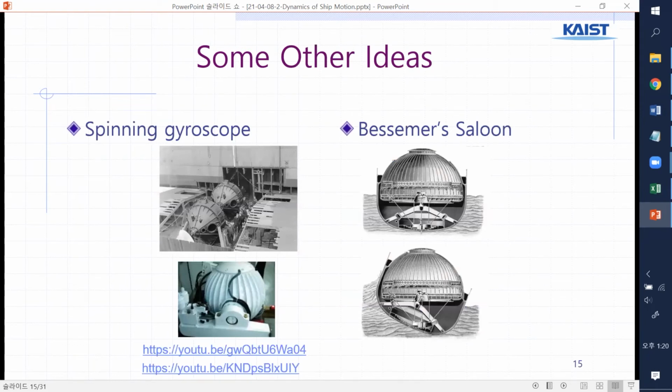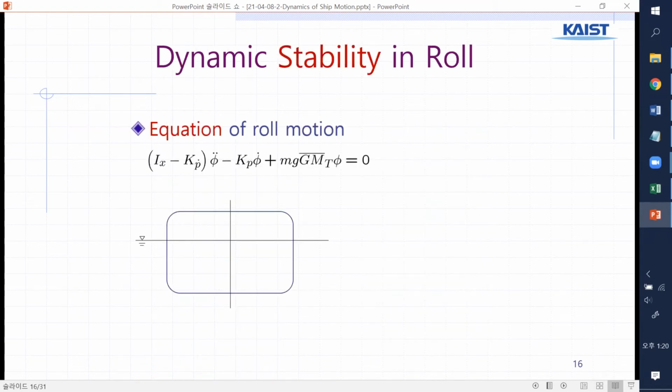There are other ideas like a spinning gyroscope or Bessemer's saloon, very similar ideas, or using inertia forces. I will not show you the YouTube this time. You can have your own time. And so this is dynamic stability, not static stability, in roll.